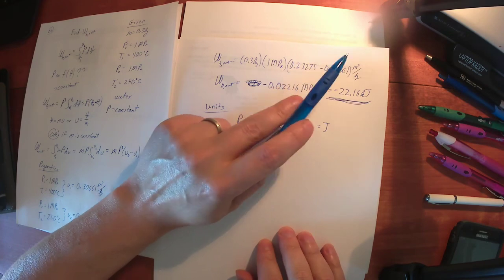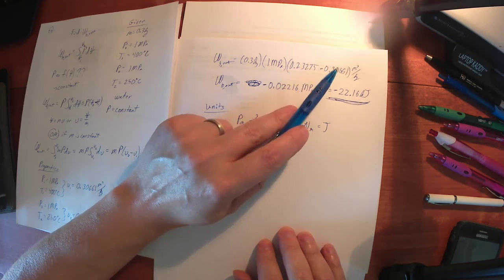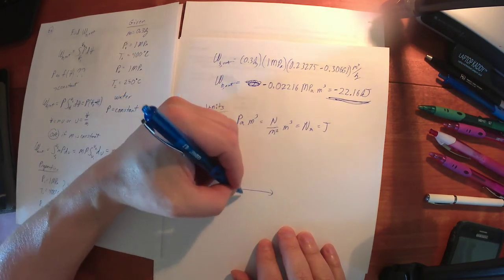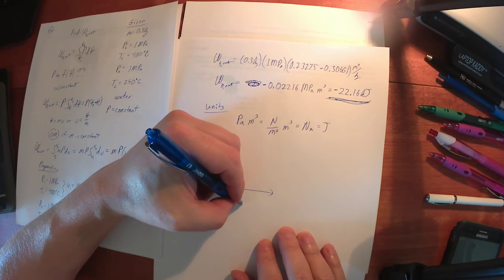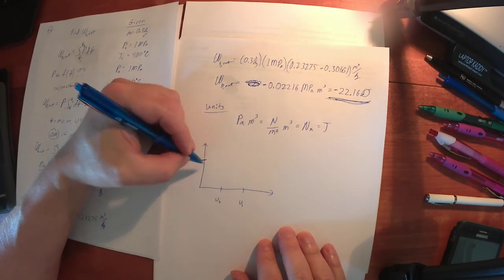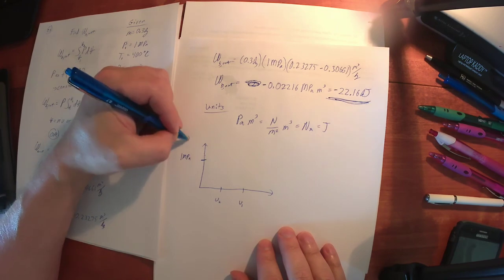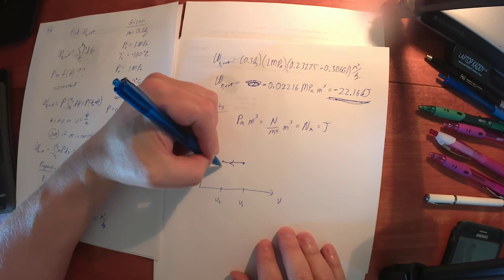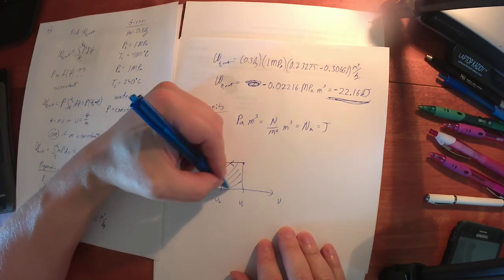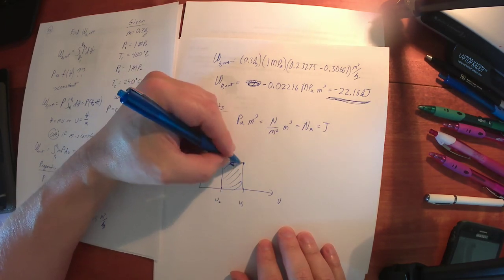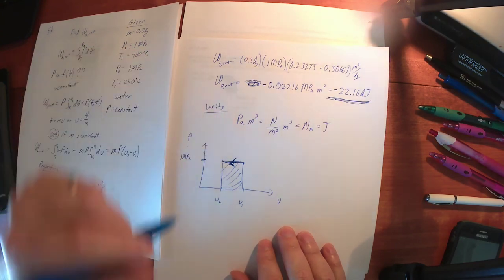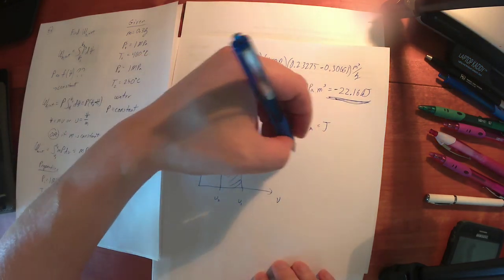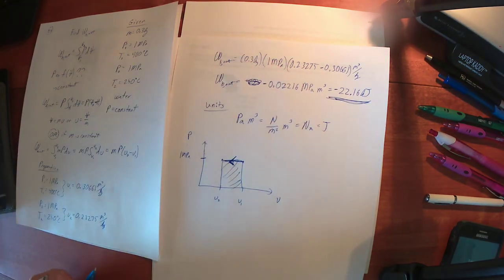This is smaller than this. So I'm going this way. So this is a negative integral. I would get a negative area. What is that telling me? That's for the next video. We'll talk about that in the next one.